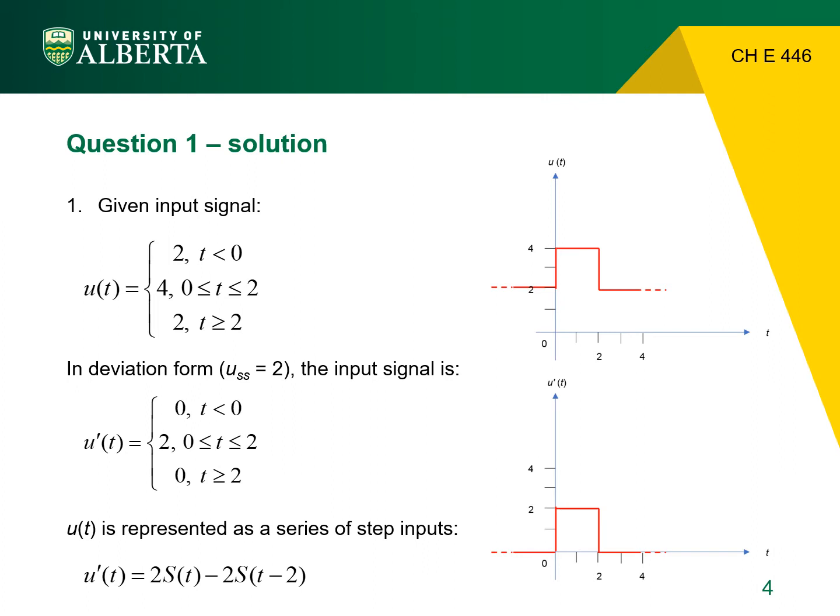This input in deviation form is represented as a series of step inputs. As you can see, the first step is a positive step of magnitude 2, and the second step occurs after 2 time units and is a negative step with a magnitude of 2 again.